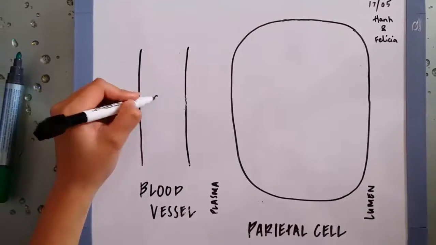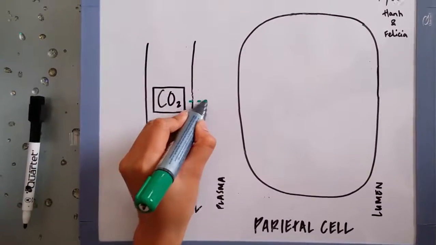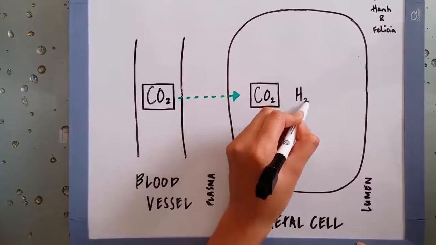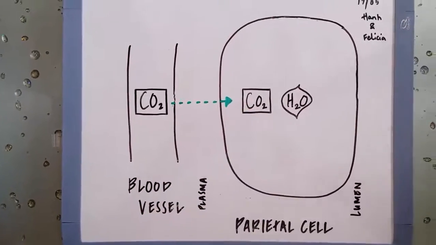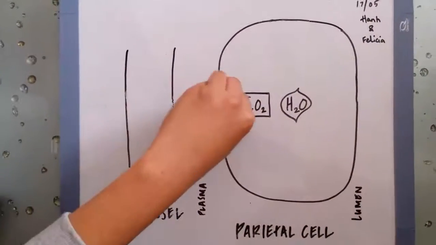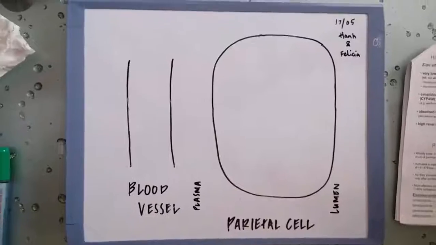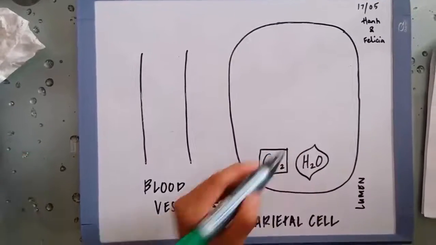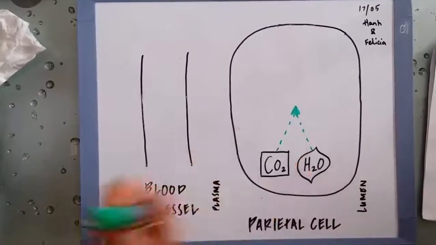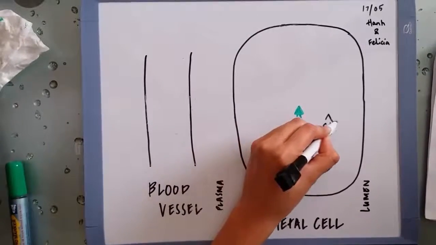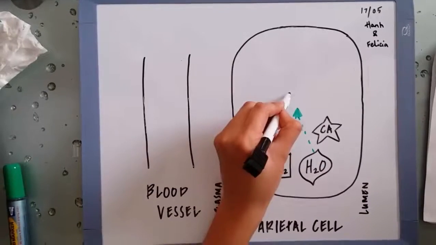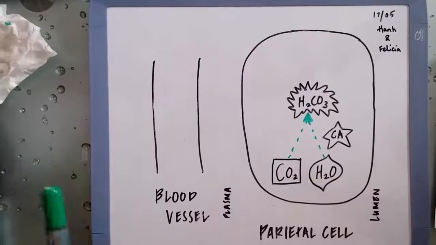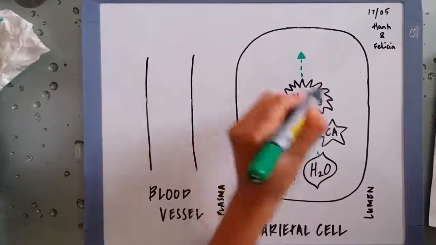I'm going to give an overview of the synthesis of gastric acid and how proton pump inhibitors affect it. Carbon dioxide from the blood vessel diffuses into the parietal cell. Carbon dioxide and water are substrates for the enzyme carbonic anhydrase, which is denoted by CA. Carbonic anhydrase converts carbon dioxide and water into carbonic acid. Carbonic acid dissociates into bicarbonate and hydrogen ions.